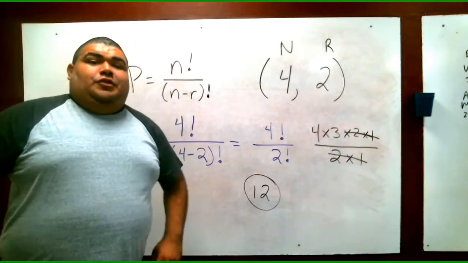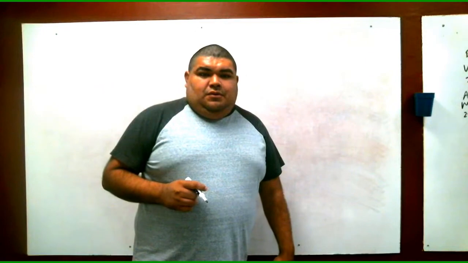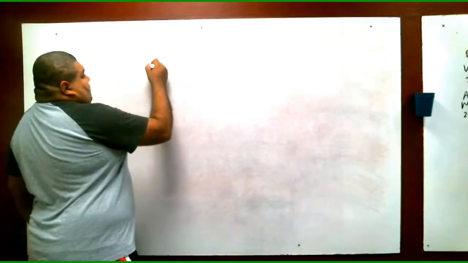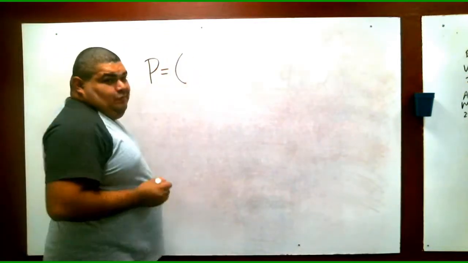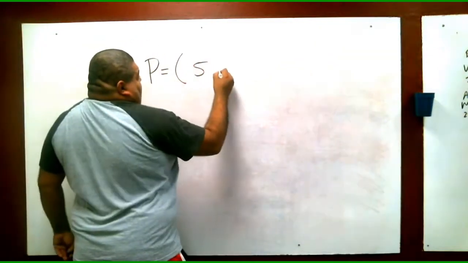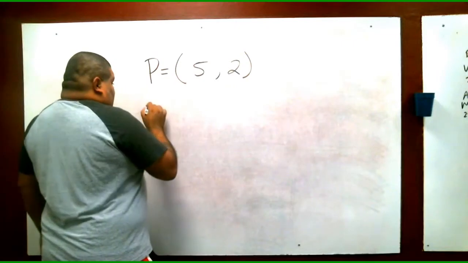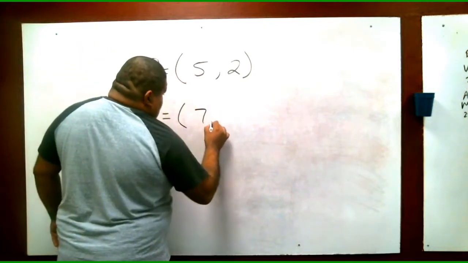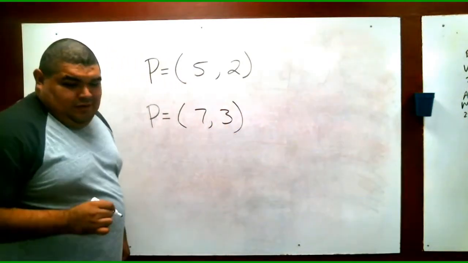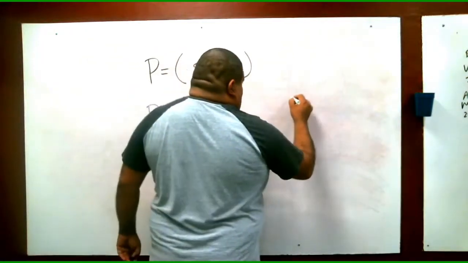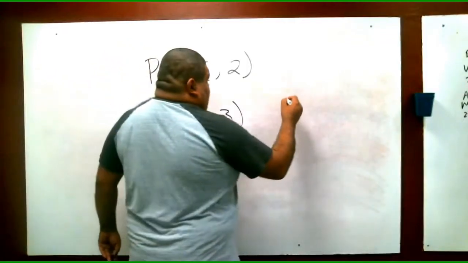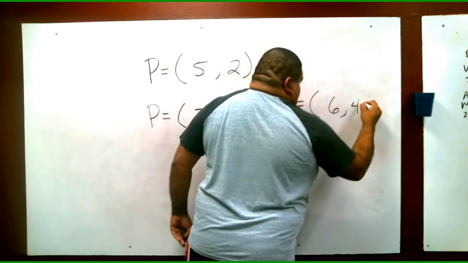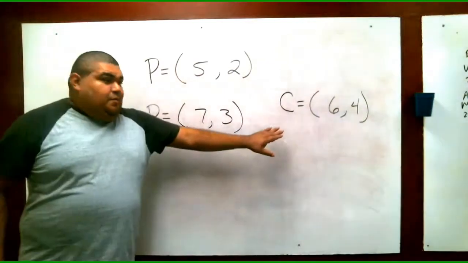Okay? So here's your assignment for today. Your first problem is P, which is permutation, 5 and 2. Your second permutation is 7 and 3. And your final one, just to do a little bit of review from last class, is a combination of 6 and 4. This last one, remember, has a C for combination.